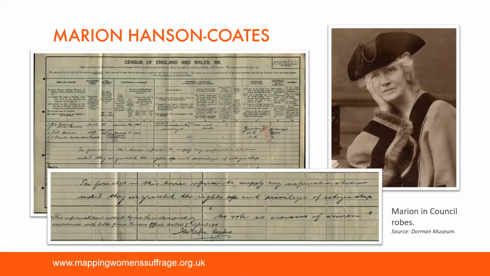Marion's German-born husband, Frederick, who was supportive of her politics, writes for her on the census form, and I quote, "The females in this house refuse to supply any information whatever until they are granted the rights and privileges of citizenship. No vote, no census of women." And the females in the house included Marion and 2 unnamed servants.